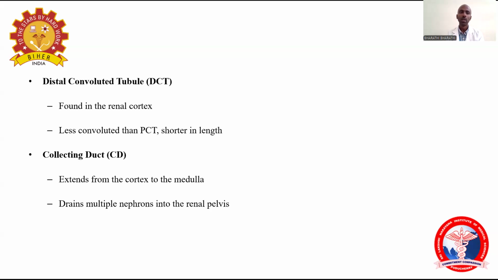Next, we'll see the collecting duct. This collecting duct extends from the cortex and goes into the medulla, where it opens up into the renal pelvis. So the collecting duct's role is that it drains multiple nephrons into the renal pelvis. Now we have seen the anatomy of the renal tubules.